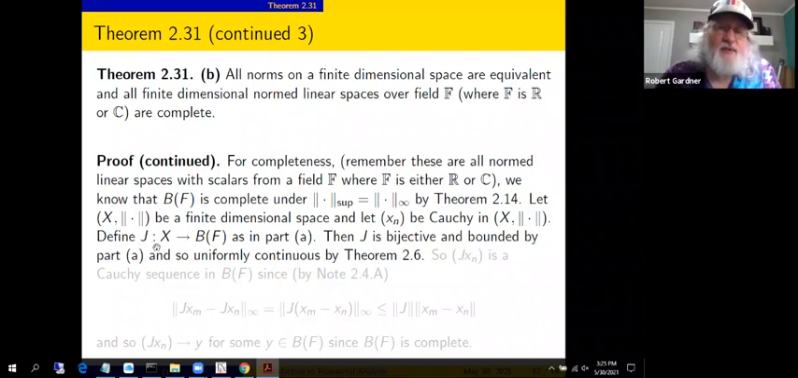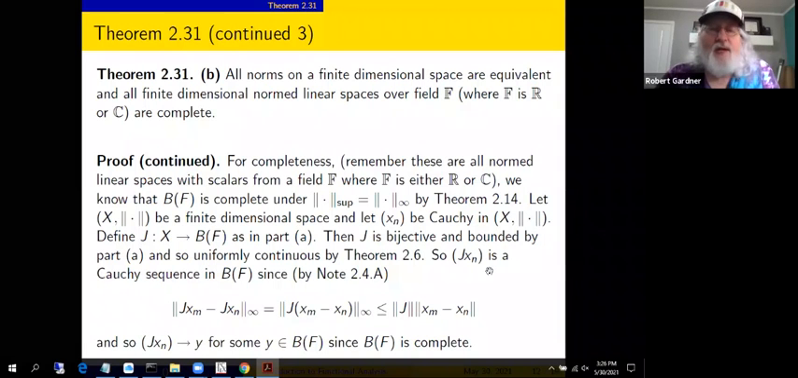We map basis elements from one to basis elements of the other, right? We're dealing with a finite dimensional space here. So take a basis and associate the basis elements as we did a few slides back. As we argued there, J is bijective and bounded, as we saw in part A, and so uniformly continuous. Remember, boundedness of a linear operator implies uniform continuity, Theorem 2.6, from one of the previous sections a while ago.